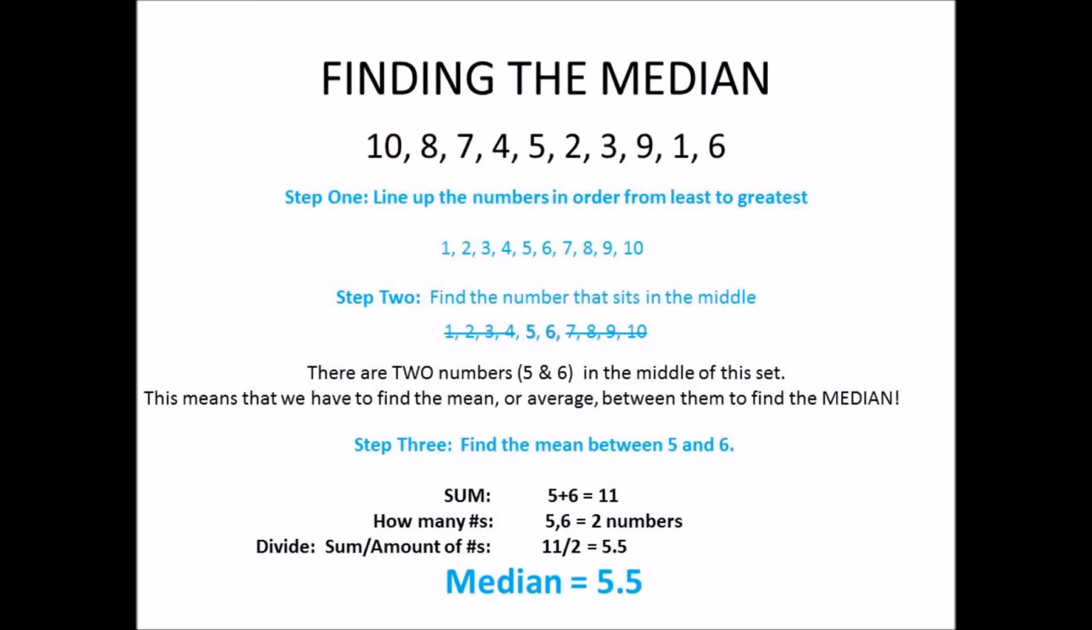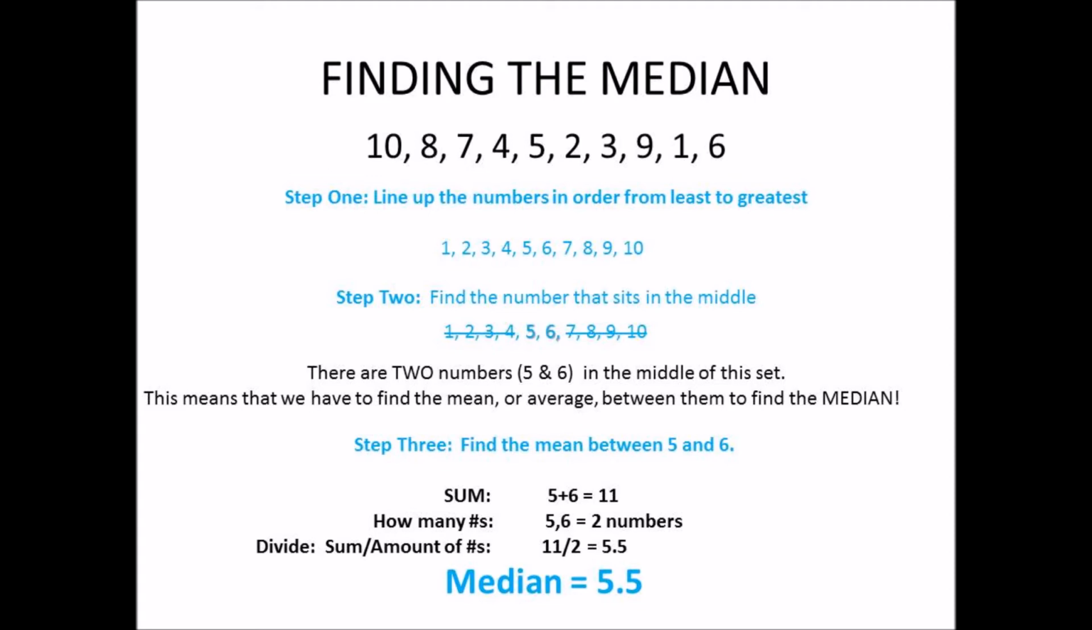This example is very similar to the previous problem, but there is a big difference. To find the median of this set of numbers, the first step we do is to line up the numbers in order from least to greatest. Once this is finished, we must find the number that sits in the middle. The easiest way to do this is to start at the outer ends of the number line and mark off the numbers one by one.